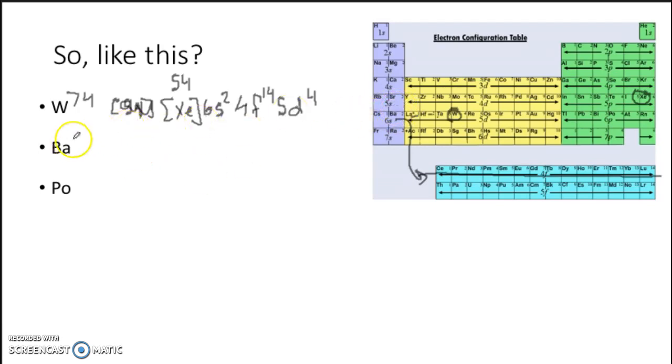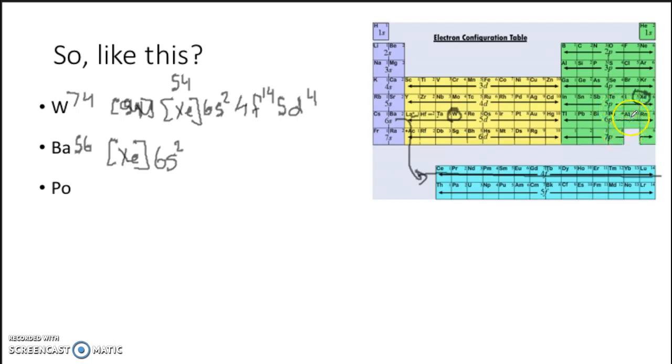Okay, barium. Well, barium was at 56. So that'll be easy. So I can use xenon again. Store my first 54 there. And again, I picked xenon because it's the noble gas right before it. And then that's the 6th one down. So that is 6s2. And that's xenon, or that's barium, 56.